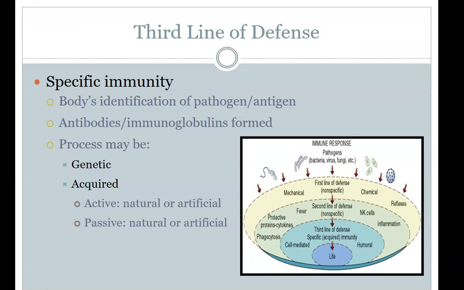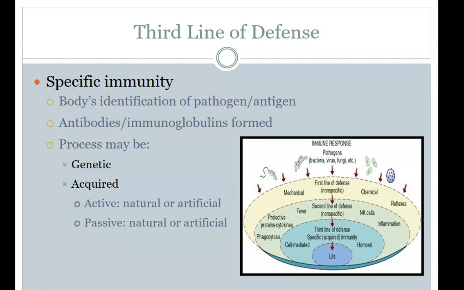Third line of defense. Specific immunity means that the immune response is tailored for a particular organism. The antibodies formed for particular antigens are termed immunoglobulins. The recognition of this pathogen can be genetically determined or acquired. If genetically determined, individuals inherit the ability to resist certain diseases because of their species, race, sex, or individual genetics.